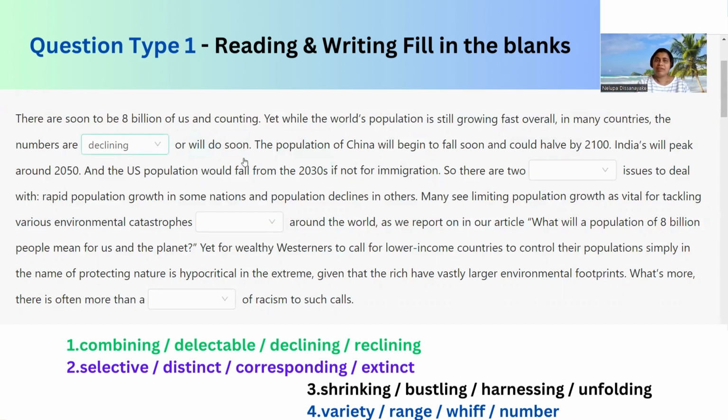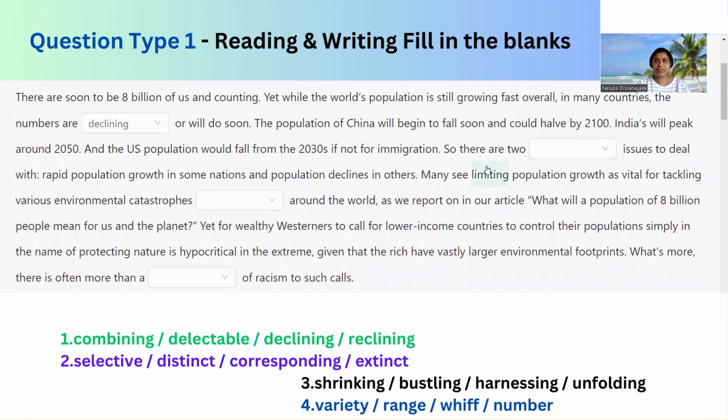So therefore, we can get some kind of a clue from the next sentence. It is declining. So the best answer here should be declining. India's will peak around this year, and then the US population will also fall by this year, if not for immigration. So if there aren't any immigrants coming to that country, by this year in the US also the population will decline. So now let's move to the next line.